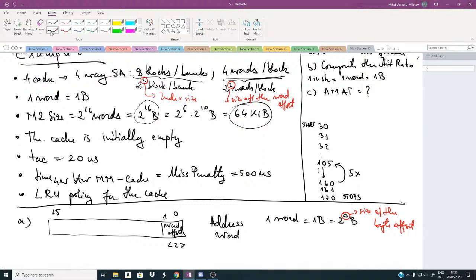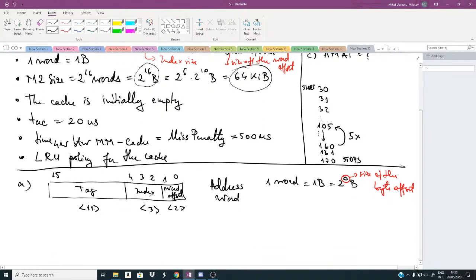Okay, so we have 2, 3, 4, and this is the index on 3 bits. So 11 bits are for the tag. Okay, so that's how we answered point A.